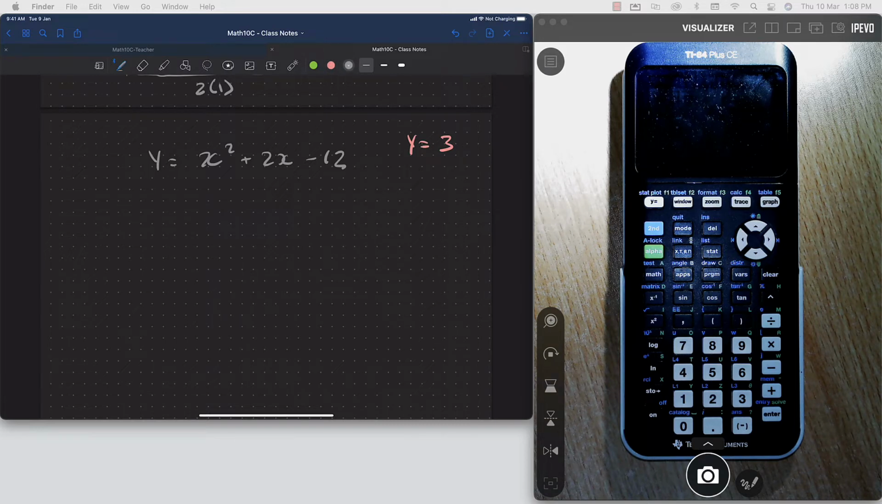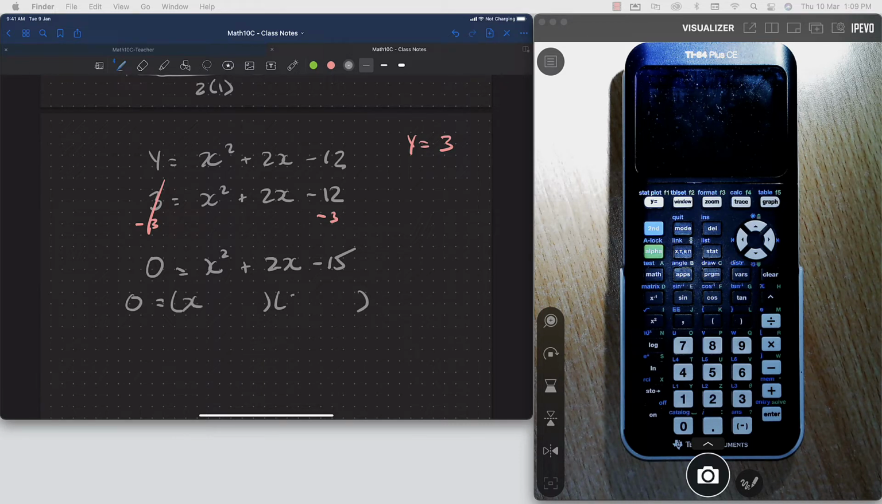So in this case, you would replace y with 3. You'd still have x squared plus 2x minus 12. You would go minus 3, minus 3. On the left side, you've got 0 is what we're looking for. I've still got an x squared plus 2x, and now I've got a minus 15. So in this case, I'm going to be able to factor this into two binomials. That is going to be equal to 0.